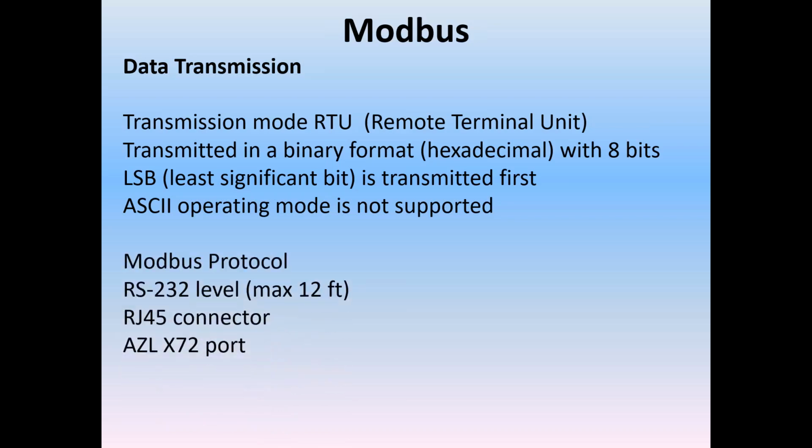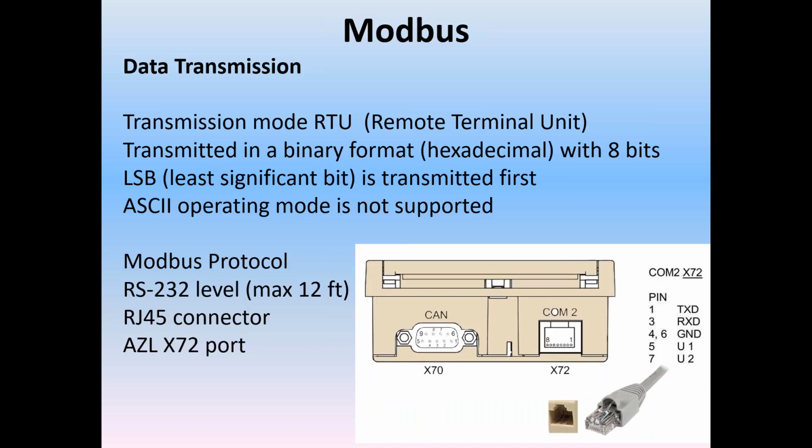Modbus protocol is RS-232 level, which has a transmission distance of only 12 feet. An RJ45 connector on the bottom of the AZL, port X72, is the Modbus connection. People usually associate this with an Ethernet plug, but this is a RS-232 Modbus connection.